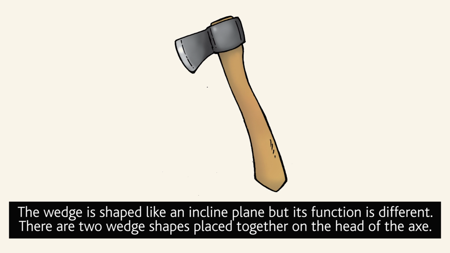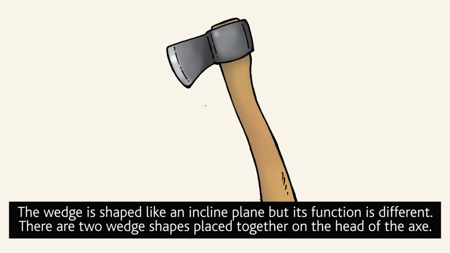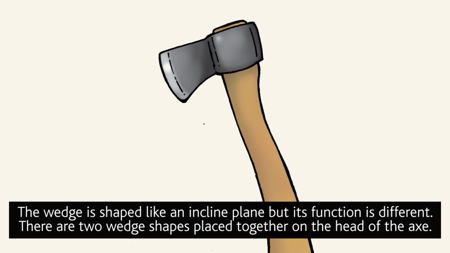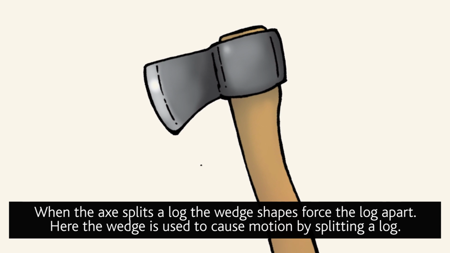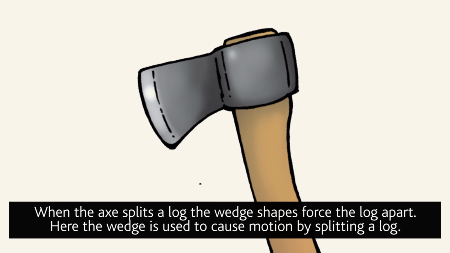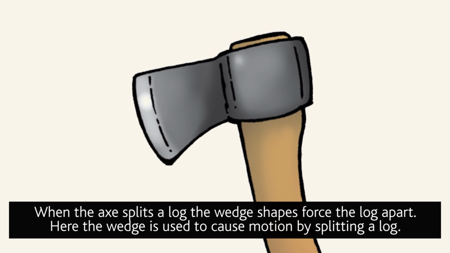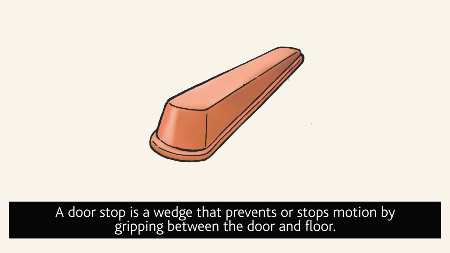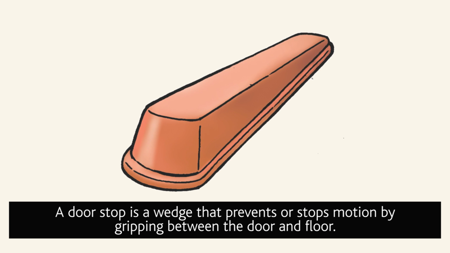The wedge is shaped like an inclined plane, but its function is different. There are two wedge shapes placed together on the head of the axe. When the axe splits a log, the wedge shapes force the log apart. Here the wedge is used to cause motion by splitting a log. A doorstop is a wedge that prevents or stops motion by gripping between the door and floor.